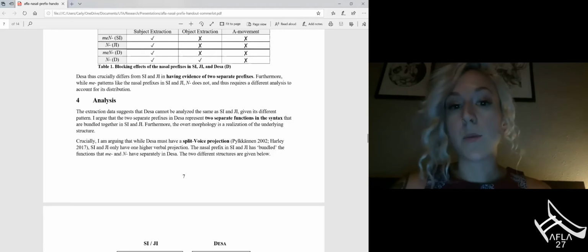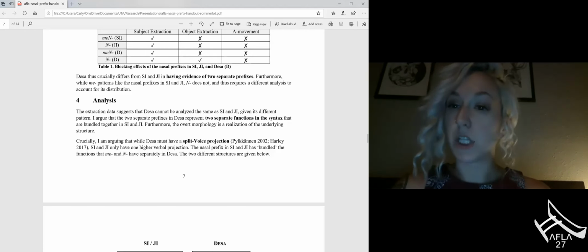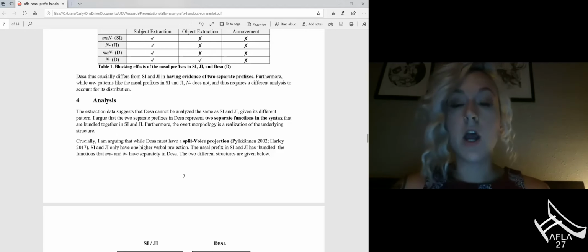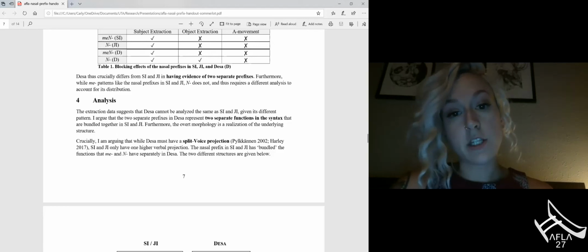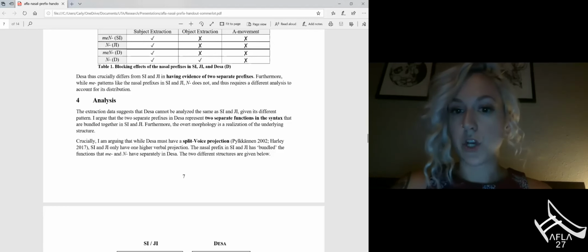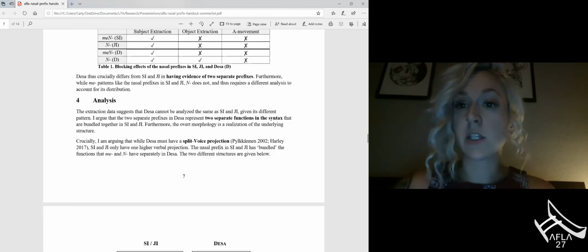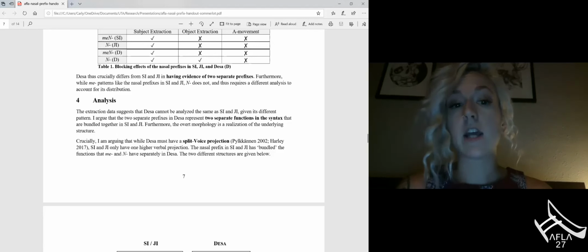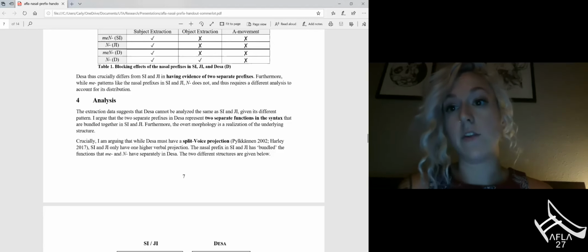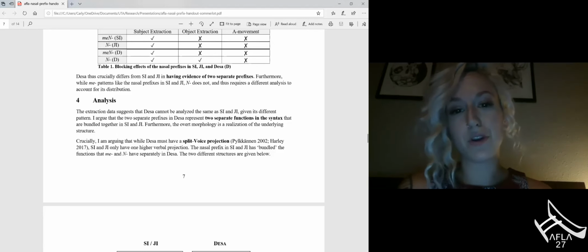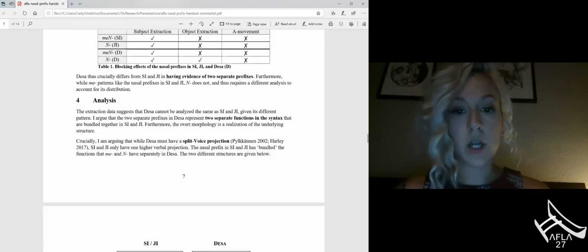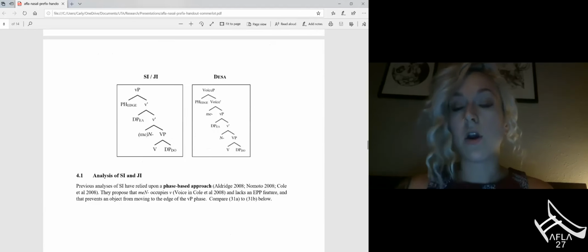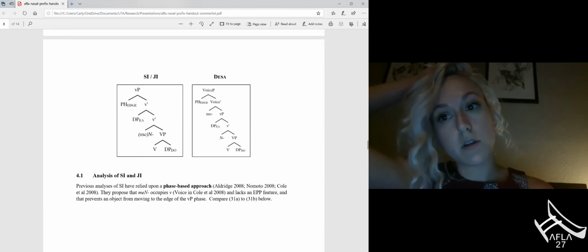So crucially, I'm arguing that while Desa has this split voice projection to account for the two different prefixes that it has, standard Indonesian and Jakarta Indonesian only have one higher verbal projection. The nasal prefix in Standard and Jakarta Indonesian has bundled the functions that we see in the two separate prefixes in Desa. And I provided the structures here for the two different examples.